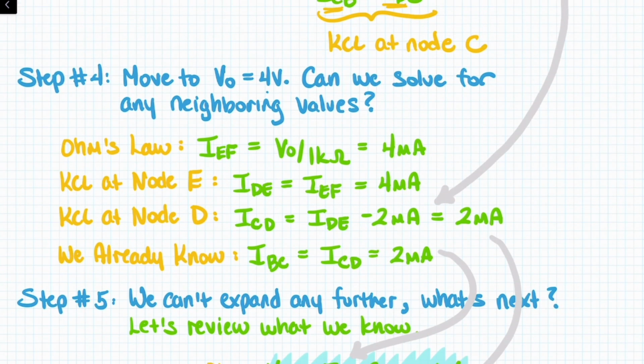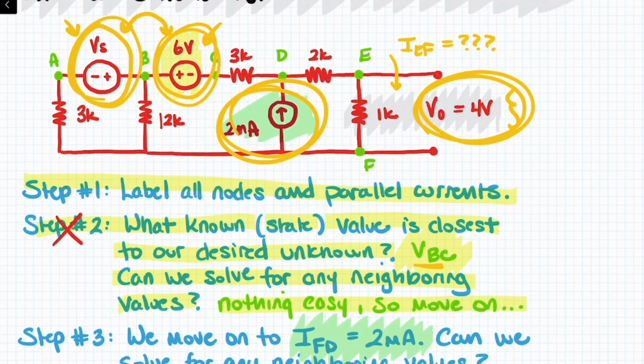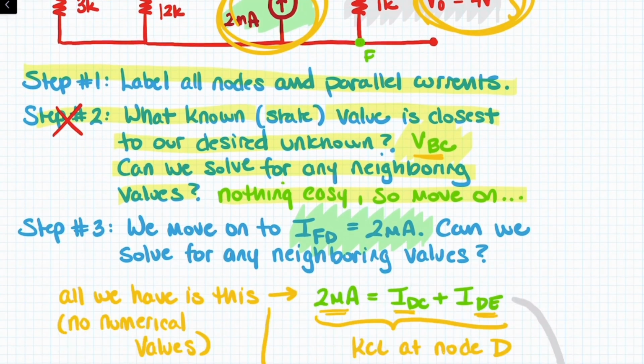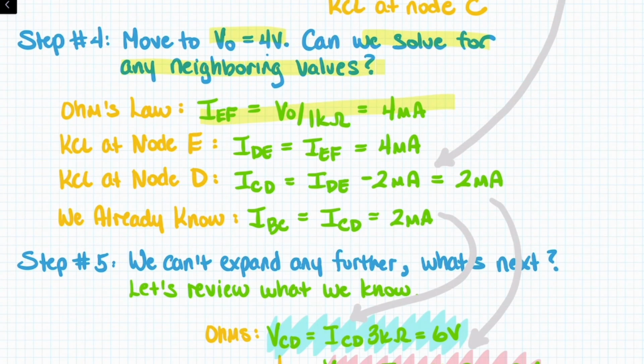So we're going to move on to V out equals 4 volts. Can we solve for any neighboring values? We can. This one provides us a more practical path. IEF would be equal to V out divided by 1 kilo ohm. That's simply solving for the current flowing downward along that branch. And we see that's 4 milliamps.